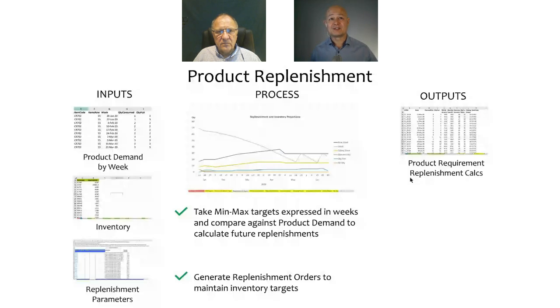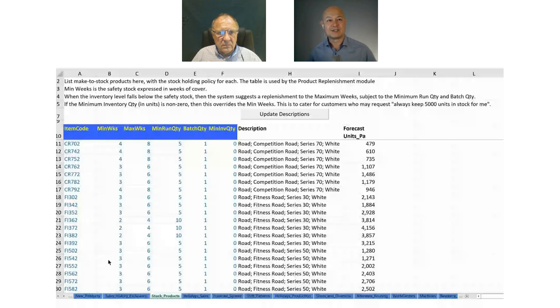Product replenishment is taking some min-max targets that we express in weeks and comparing it against the product demand to calculate future replenishments. So the inputs are going to be the product demand by week that's come from forecast consumption, the inventory of finished products, so we have an understanding of what we've got in stock, and then the replenishment parameters. Let's have a little look at the replenishment parameters.